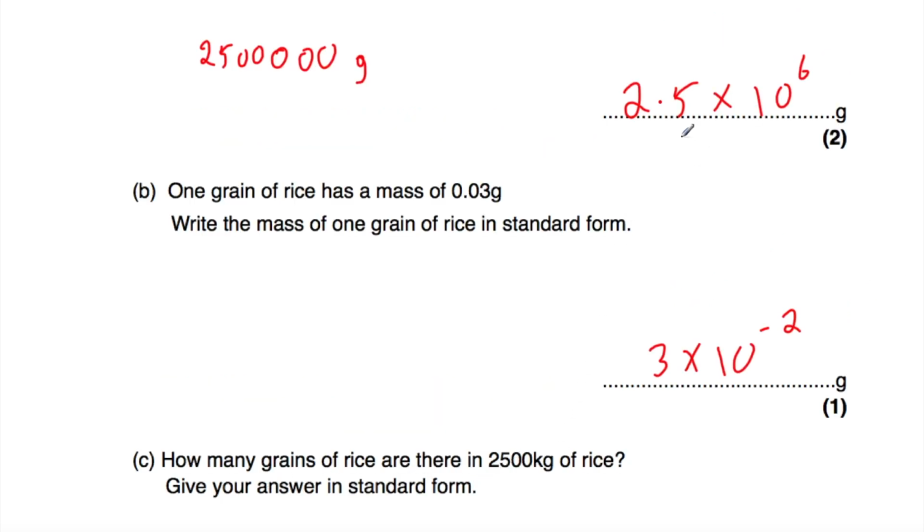Now this is fantastic because we know how many grams of rice there are altogether. That's 2.5 times 10 to the power of 6 grams of rice. And we know the mass of 1 grain of rice, which is 3 times 10 to the power of negative 2. So if we divide the total mass by the mass of 1 grain of rice, we can see how many grains of rice it would be. So we just need to divide our two answers.